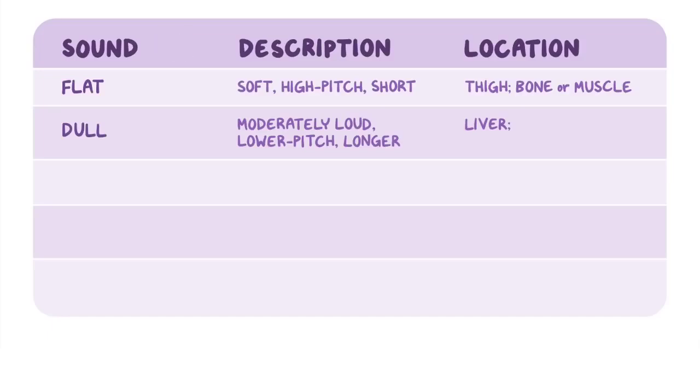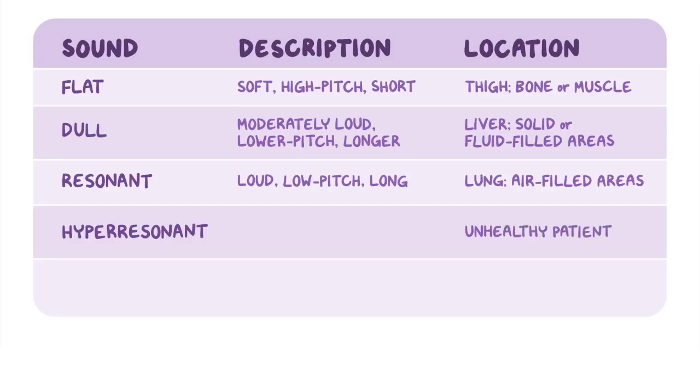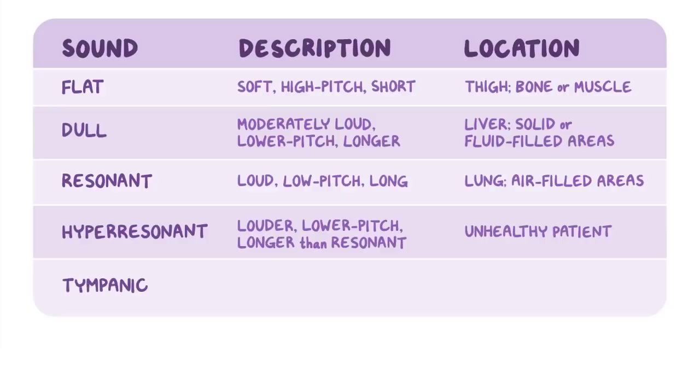These sounds are typically heard over solid or fluid-filled areas. A resonant sound is a loud, low-pitched, long sound that can be heard over the lung. Resonant sounds are often heard in air-filled areas, like the lung. A hyperresonant sound is more like a drum. Listen for a really low-pitch echo or booming sound. You can't recreate this on a healthy patient, but remember, it's louder, lower, and longer than a resonant sound. A tympanic sound is a loud, high-pitched, long sound that can be heard by percussing the gastric air bubble or a puffed cheek.